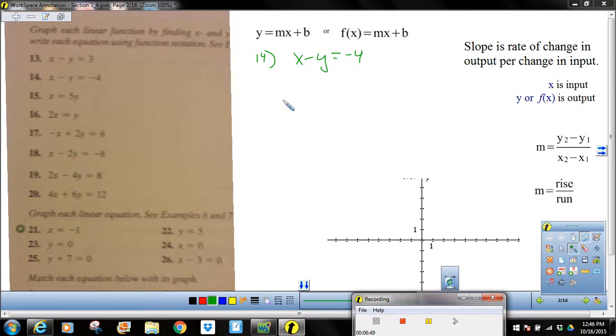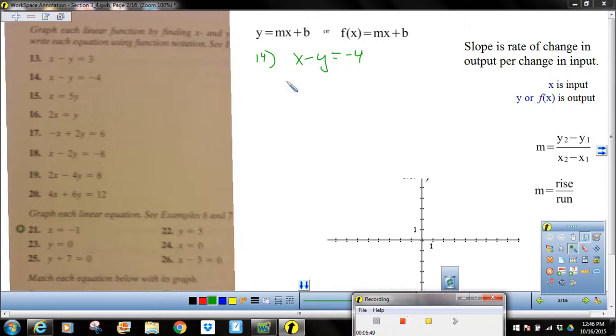Okay, starting on number 13, they ask that we graph using the x and y intercepts. But the only time it's really reasonable to do that is if the equation is not solved for y and in slope-intercept form already. And it's really preferential if you are in a standard form, where it's something x, something y, and the constant is on the other side without fractions for your coefficients.